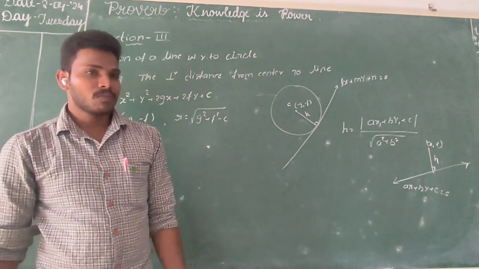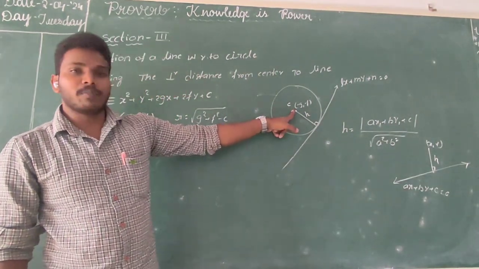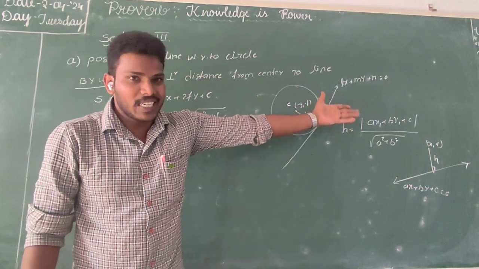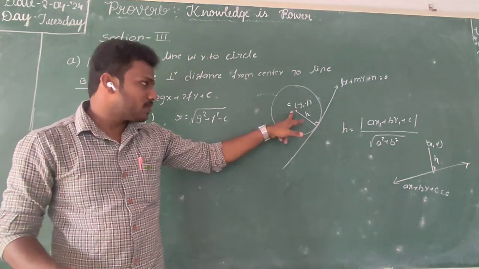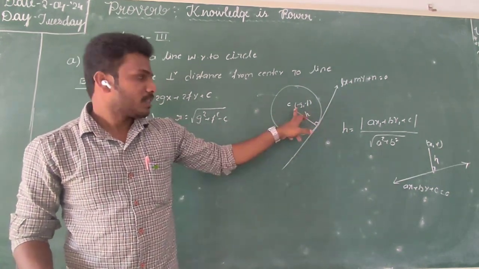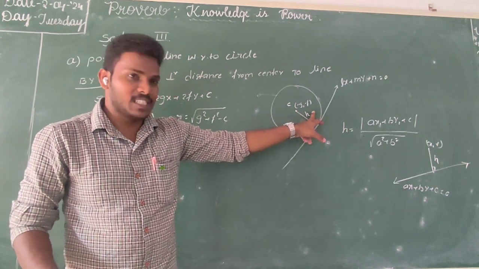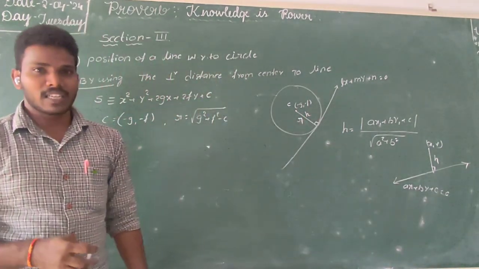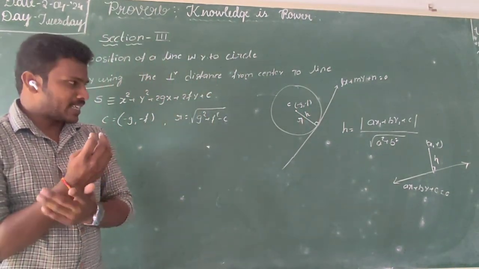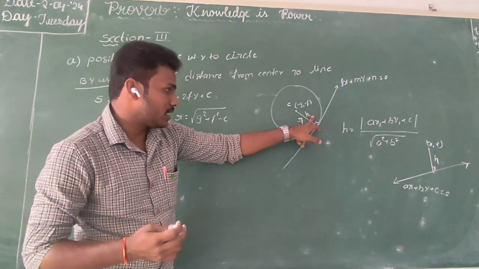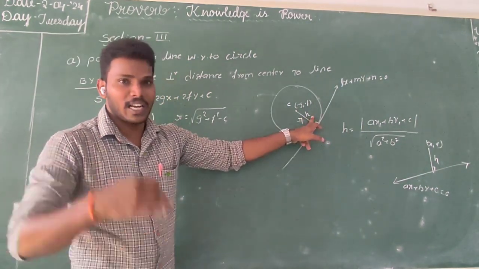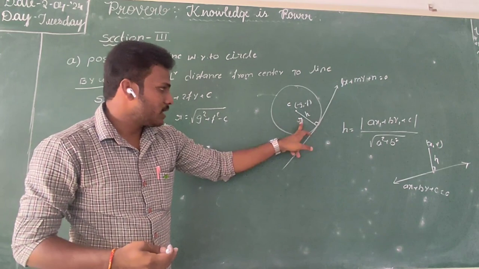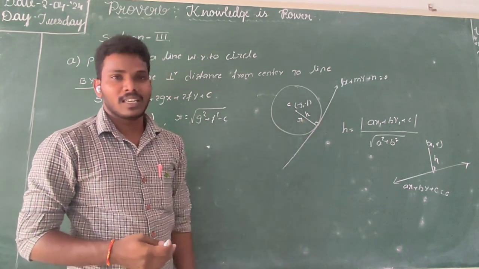In the same manner, here the point is nothing but the center of the circle. The point we took in the straight line concept, we are taking here as the center of the circle. The perpendicular distance from the center to the line is h, but here h is nothing but the radius of the circle. Since we are considering the center as the point, we compare that distance with the radius of the circle.